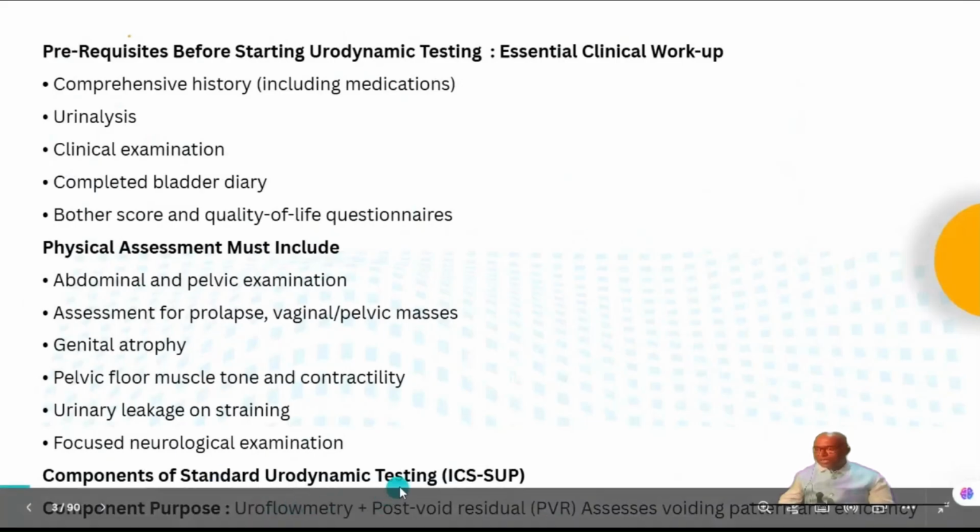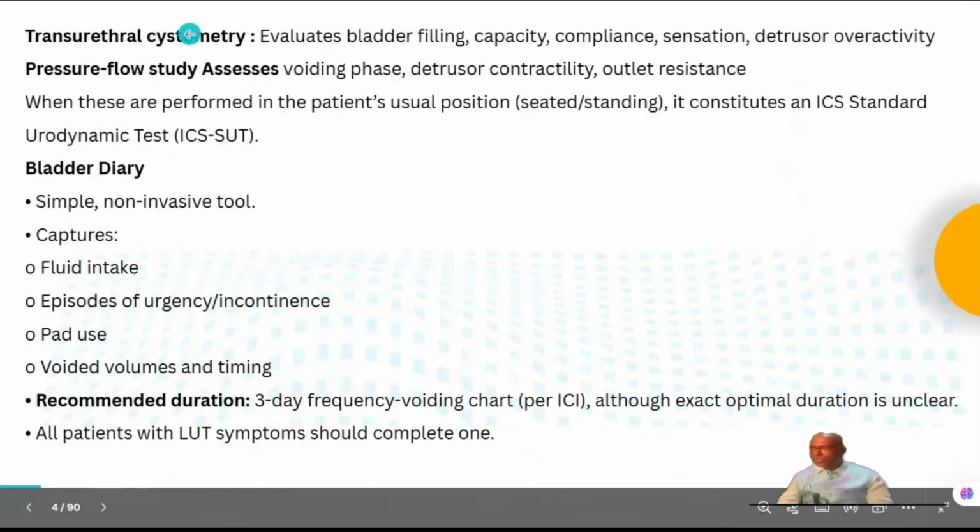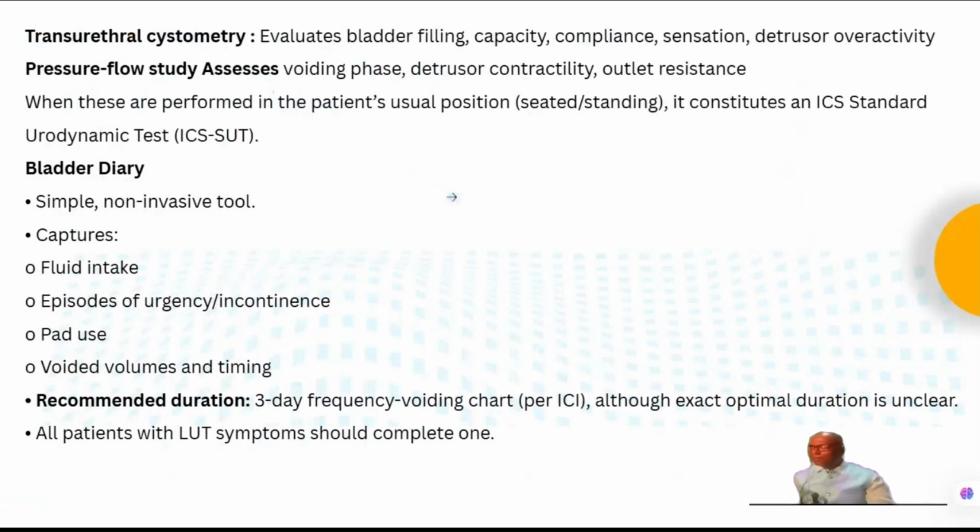So standard urodynamic testing involves uroflowmetry along with post-void residual volume, then transurethral cystometry, and the pressure flow study. When these are performed in the patient's usual position, that is either seated or standing, it constitutes ICS standard urodynamic testing, that is ICS SUT.